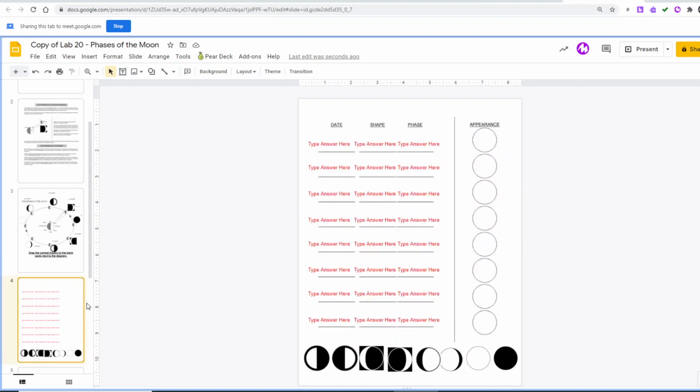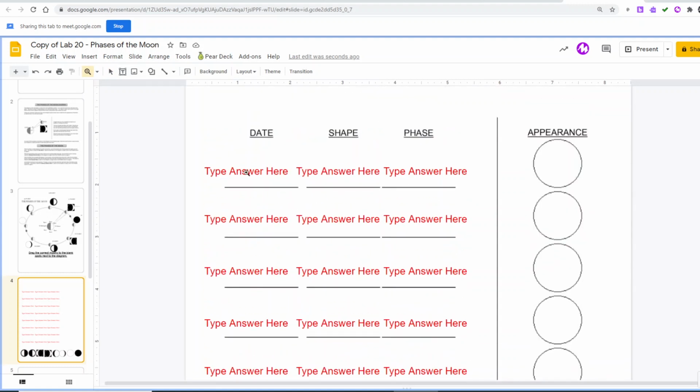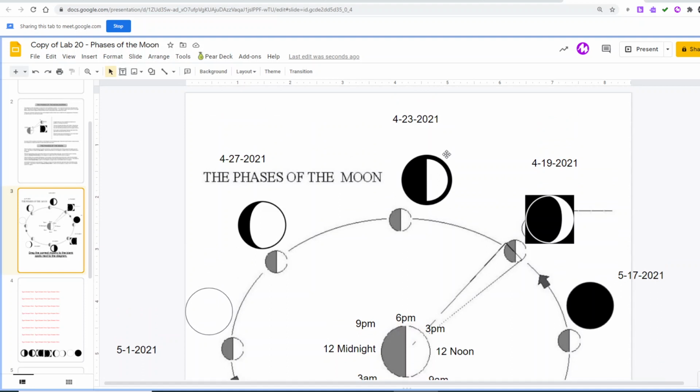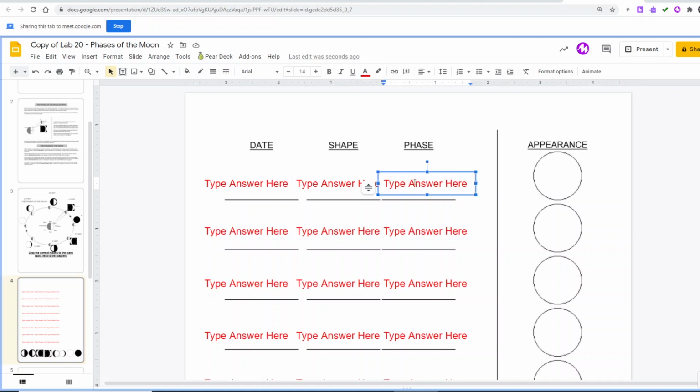All right. So you'll notice on the next page, and I'll zoom in a bit for this one so you can see a little better, you can see the date, the shape, and the phase along with the appearance. Now, I'm not crazy about how this worksheet does it, where it says shape and phase. Most moon phases, like for example, this is first quarter, or this is waxing gibbous, there's usually 2 words involved. So the first word will be under shape, and then the second word will be under phase.